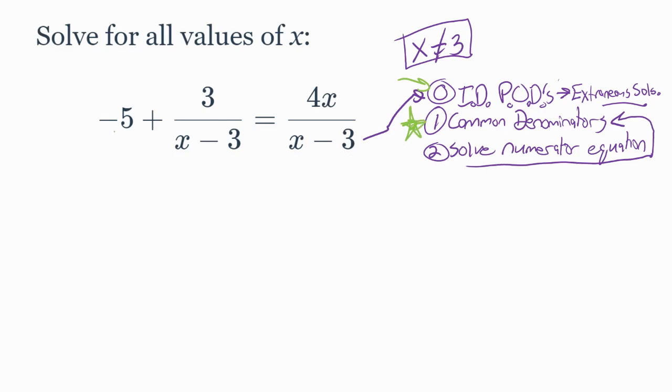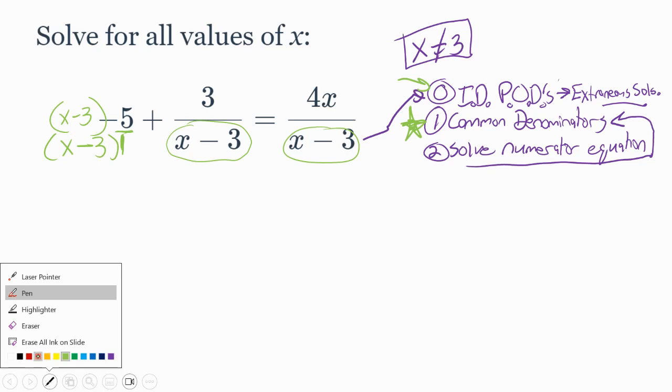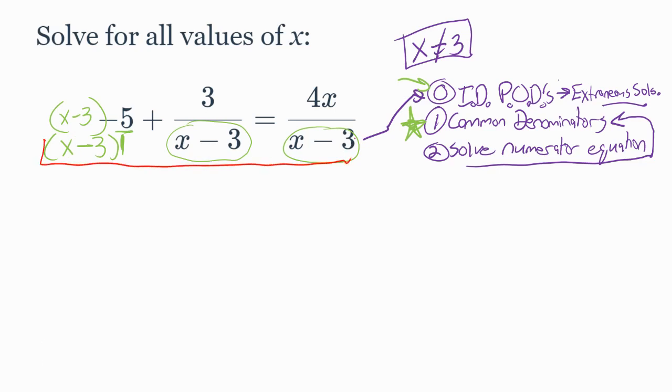The first thing you want to recognize is that -5 is actually a rational expression with just a 1 denominator. The other 2 have x minus 3's. So the only part that's missing is that -5 needs an x minus 3 denominator. To make that happen, I multiply it by the number 1, specifically x minus 3 over x minus 3. And so now my denominators are all the same. As soon as all the denominators are the same, you can completely ignore them outside of the fact that we noted that x can't be 3.